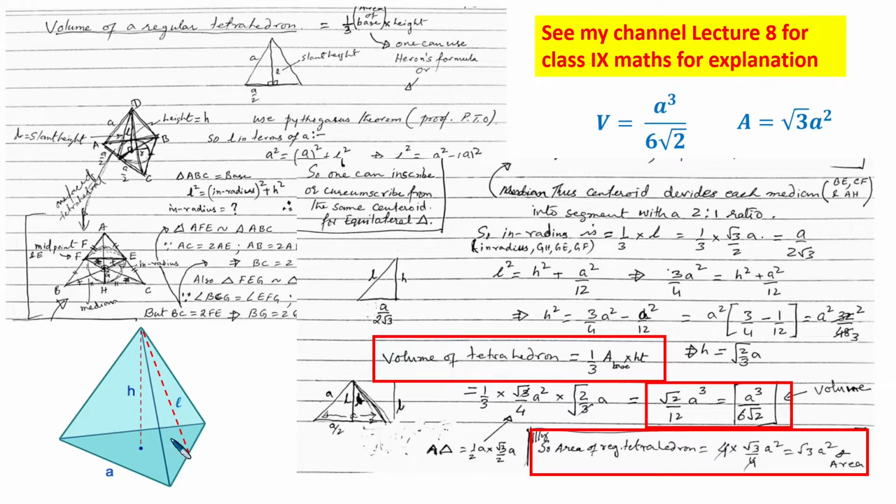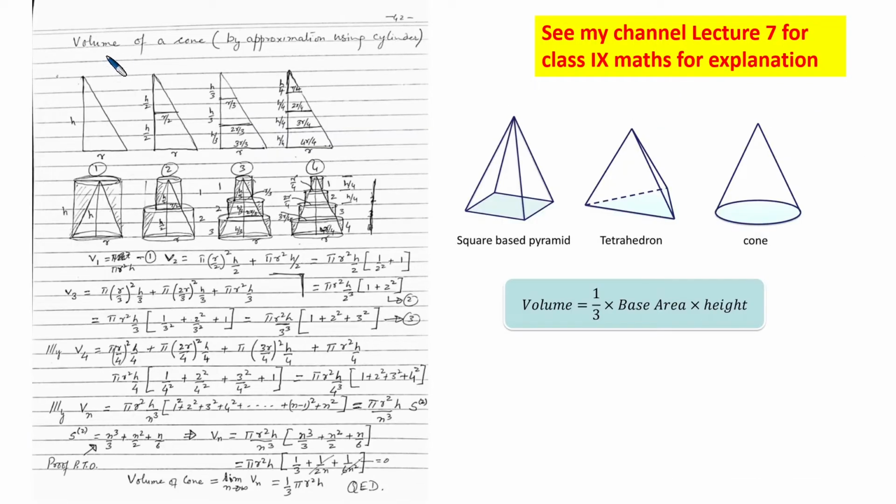This is the height, this is the slanted length, and this is your a, the length of one side of the base. Similarly, we had also derived the volume of a cone, which is also given in lecture 7 of Class 9 maths. So kindly go through it, how we have broken it into small pieces and integrated. Of course, one can do calculus and find this, but we have done it in a very different approach. So kindly go through it.